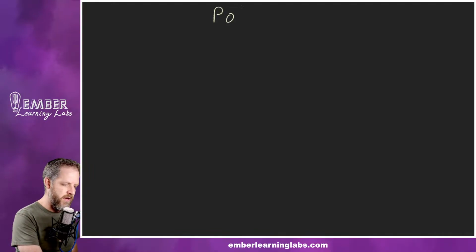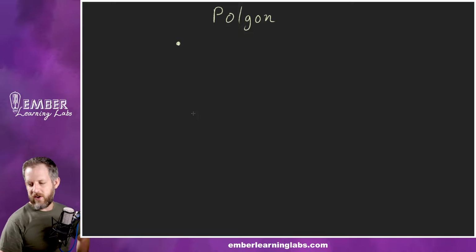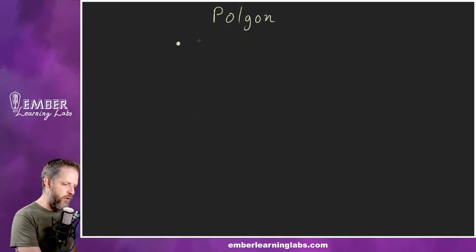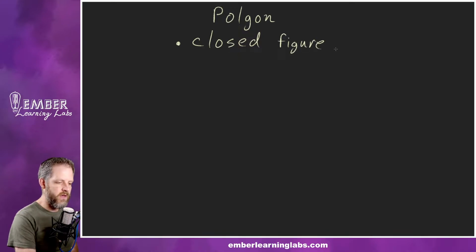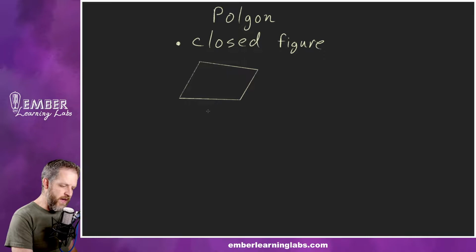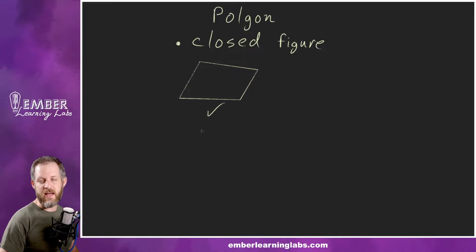So we're going to talk about, first of all, what is a polygon? A polygon has a few different criteria. First of all, it is a closed figure. Closed figure, right? So, for example, this would be a closed figure. See, it is completely closed. So this is an accurate example of a closed figure.